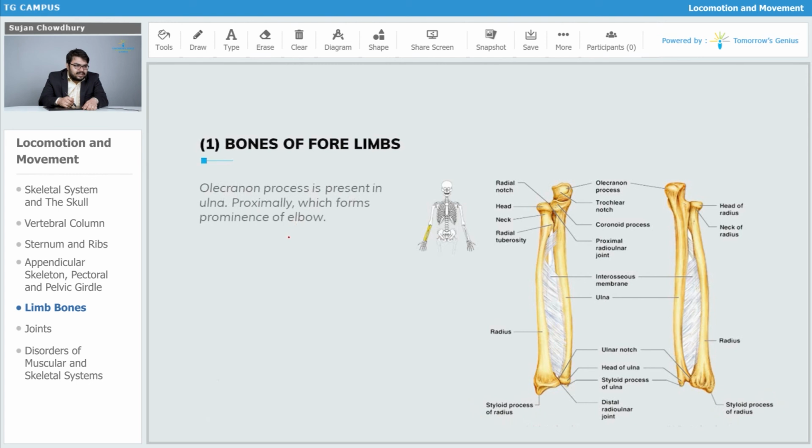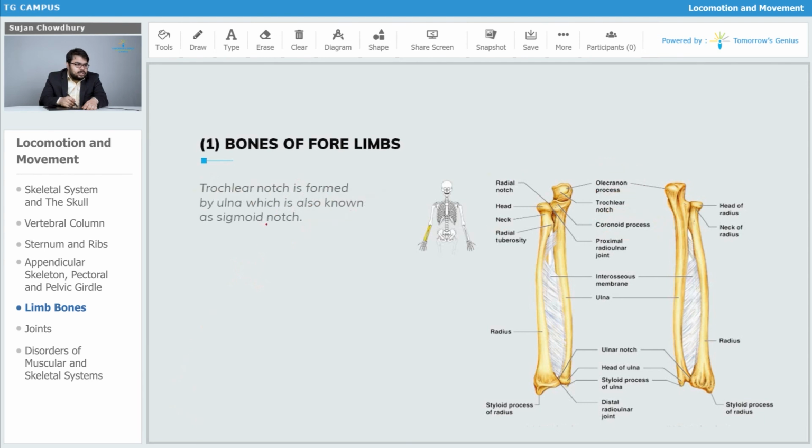The olecranon process is present in ulna proximally, which forms the prominence of the elbow. So yes, there is the olecranon process which you can observe here. Besides, we have the trochlear notch, the other processes, radial notch, radial tuberosity and so on. But the olecranon process is specifically important for us. It is forming the prominence of elbow in human beings.